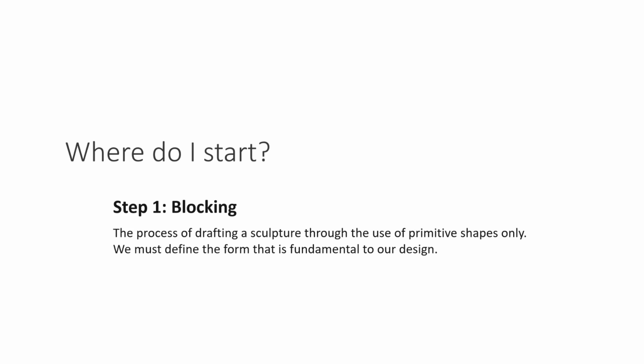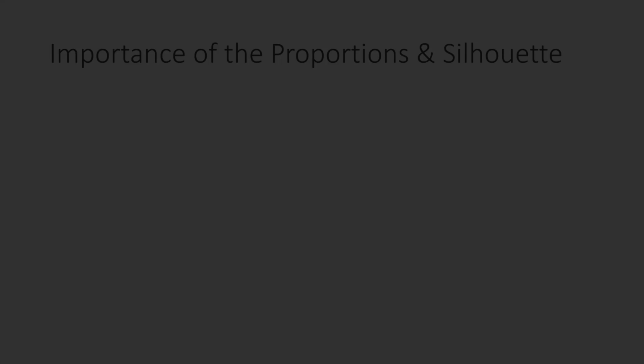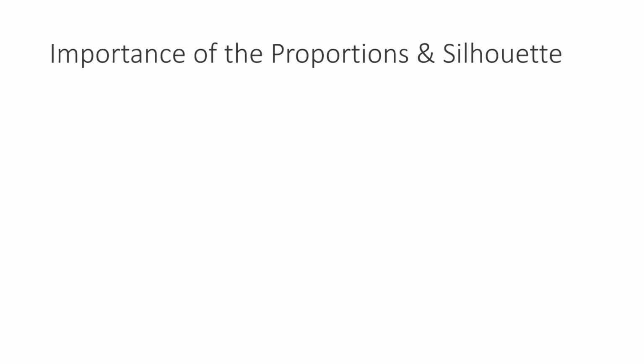Blocking is sort of the drafting stage of your sculpt, where you only use primitive shapes to lay out your form, and it's really about defining the shapes, the silhouette, and the proportions of your design. This stage is one of the most important stages actually, and I want to talk a bit more about why that is. I want to make an argument that relates to proportions and silhouettes.